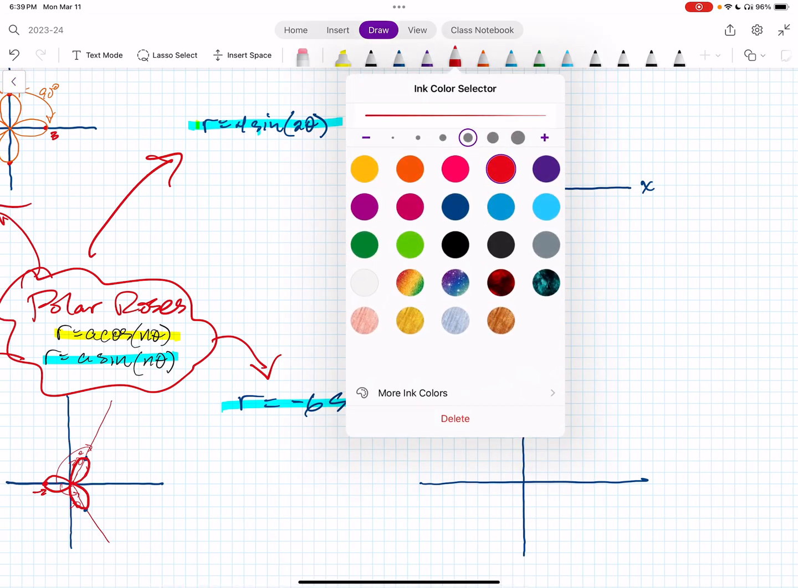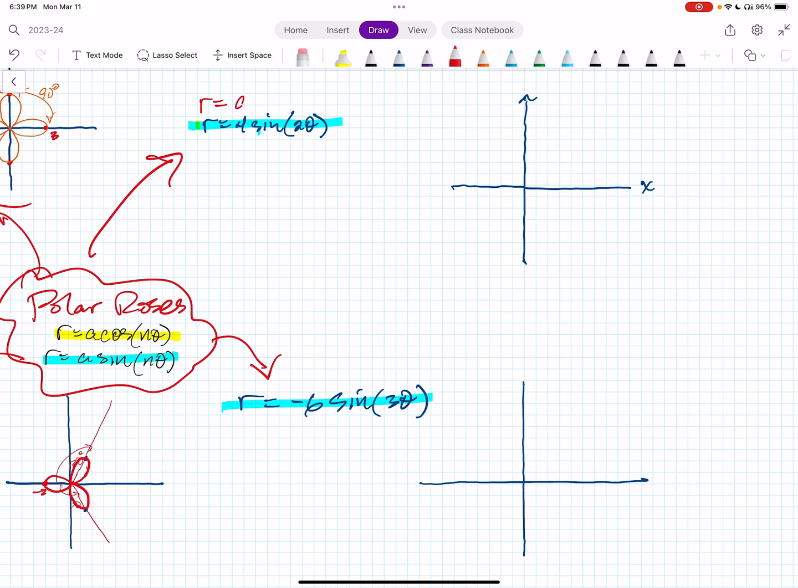Okay, so once again, here we have r is equal to a times the sine of n theta. So I know a is 4 and n is 2. So here a is 4. It's positive. All right, so we want to analyze this first. It's positive 4, so that gives me my petal length. So now I know the petals are length 4.